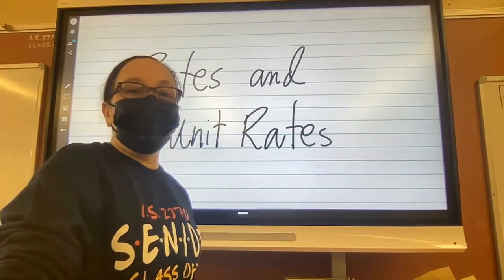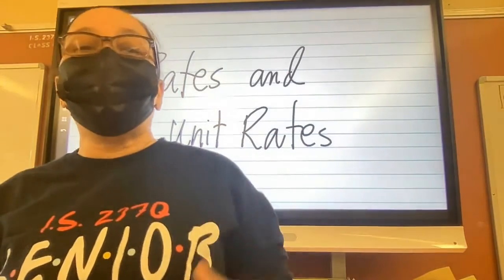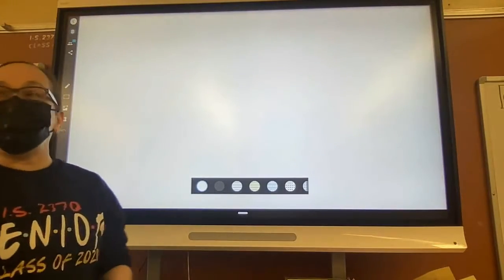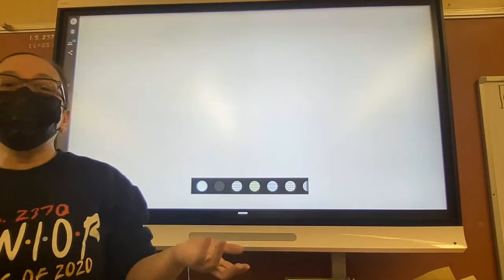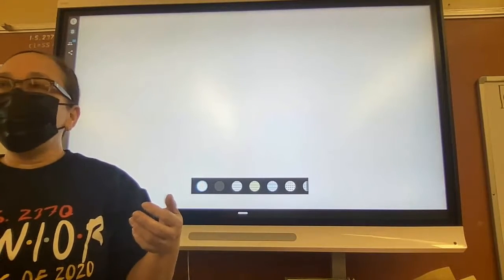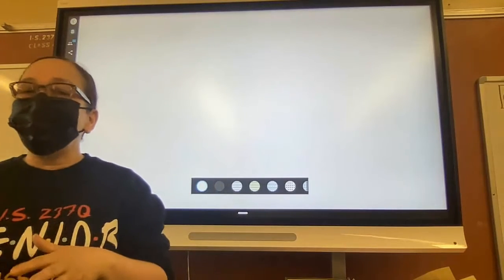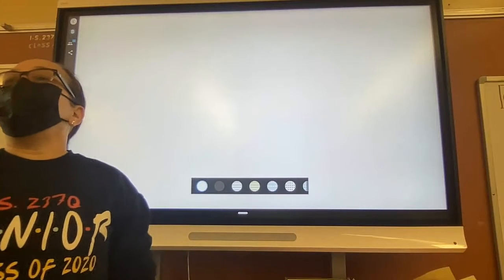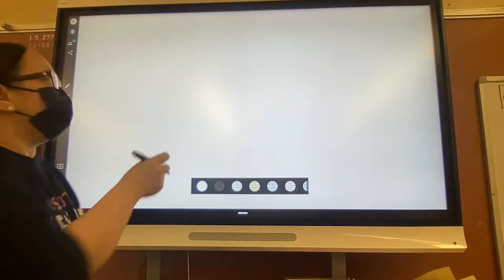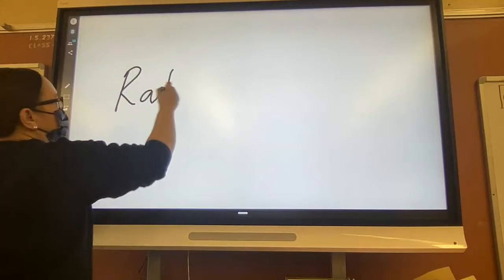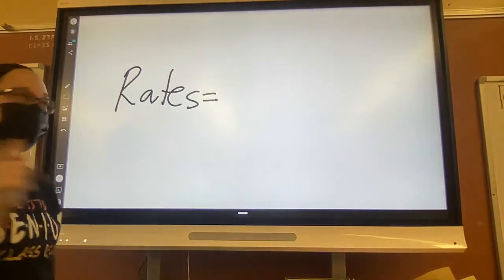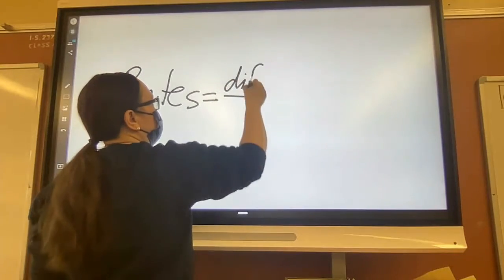We're working on rates and unit rates today. It's almost the same as ratio, but the difference is that a ratio compares things with the same units, for example number of people, number of students. Rates compare two different units.